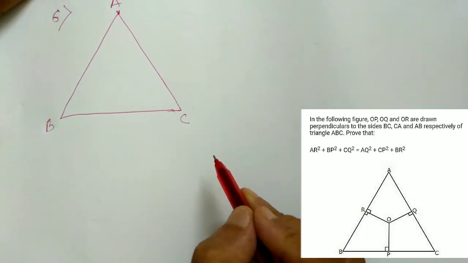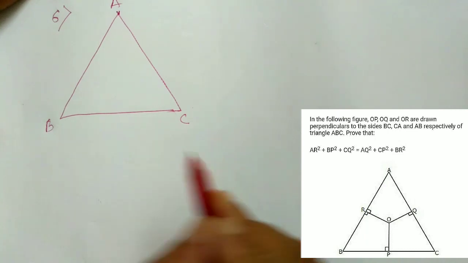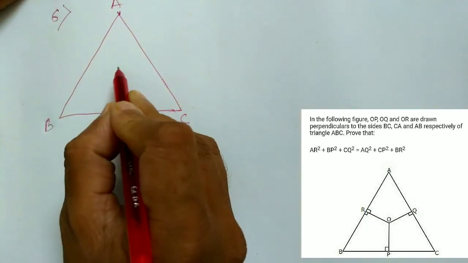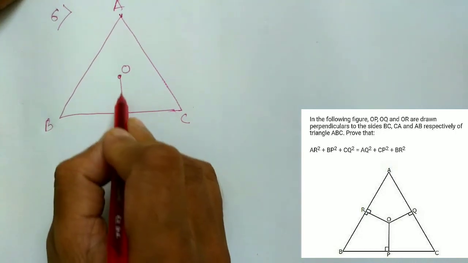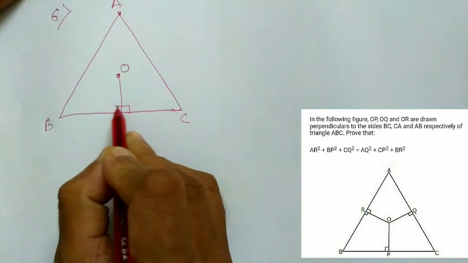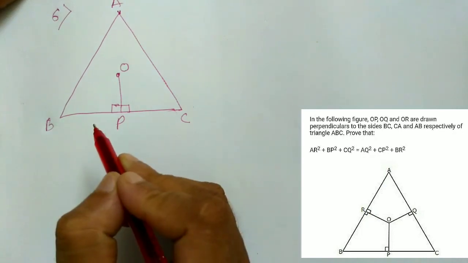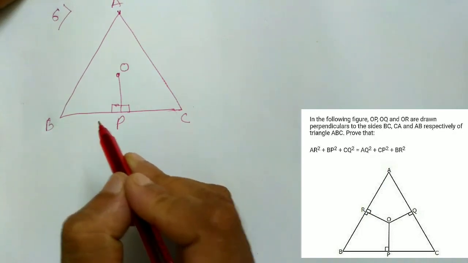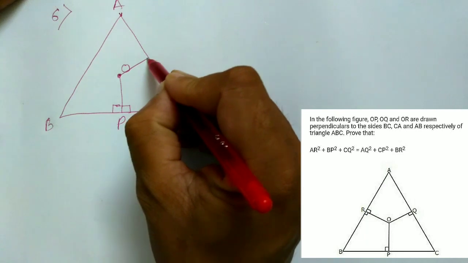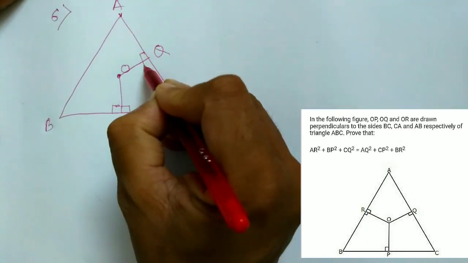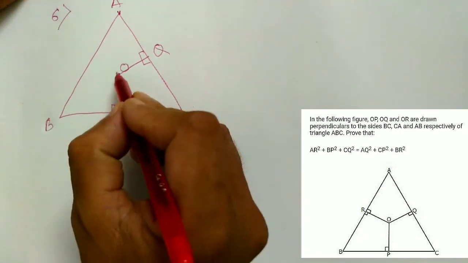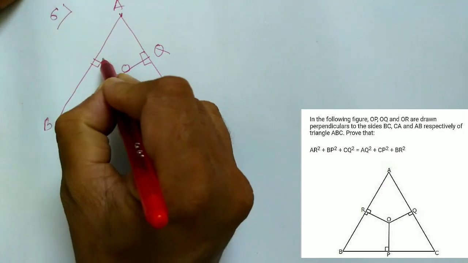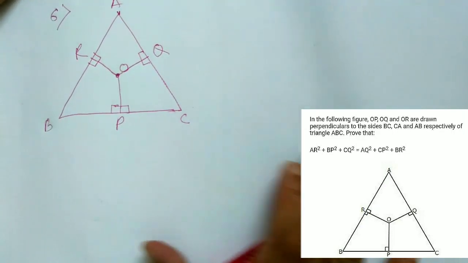Now what we can see, OP is the perpendicular. Say O is this point. Yes, this is O. Now OP is the perpendicular on BC. OP, this is a perpendicular, 90 degree. Then OQ is on CA. This is OQ. This is also a perpendicular on CA. And OR is another perpendicular on AB. OR is another perpendicular. Fine. So this is the figure given.